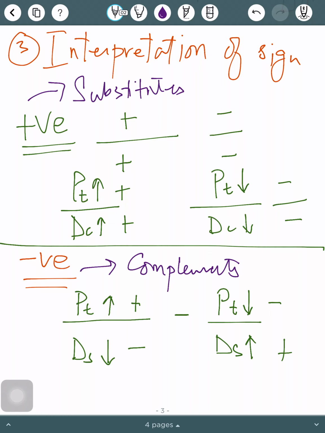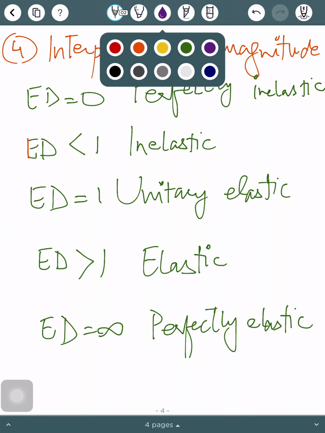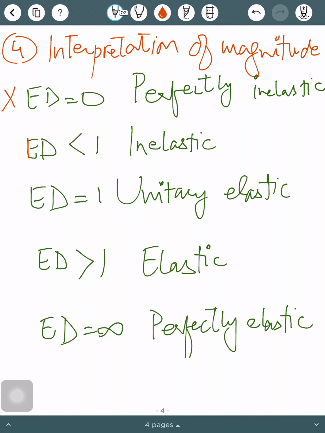Let's move on to point number 4, which would be the interpretation of magnitude. So instead of YED, we will have the XEDs: XED equal to 0, XED less than 1, XED equal to 1, XED more than 1, and XED is infinity.